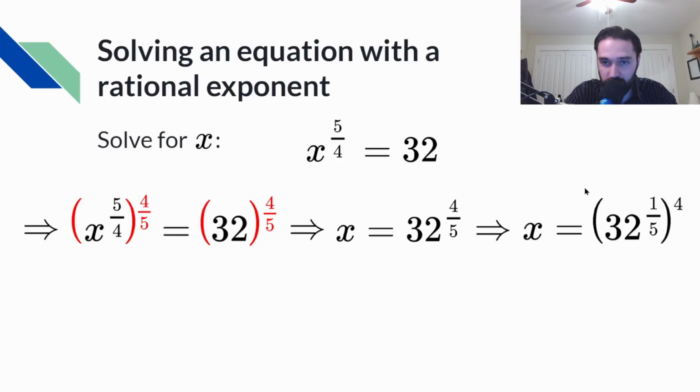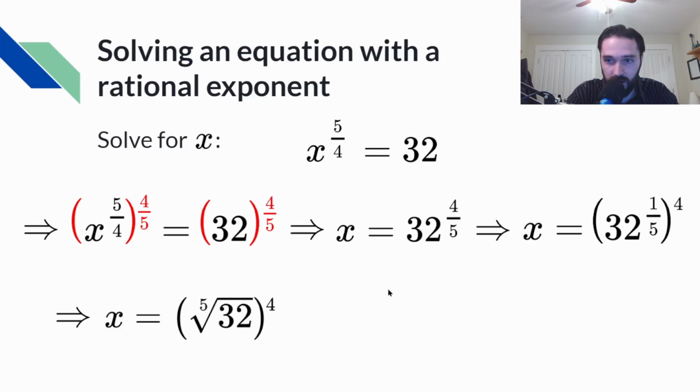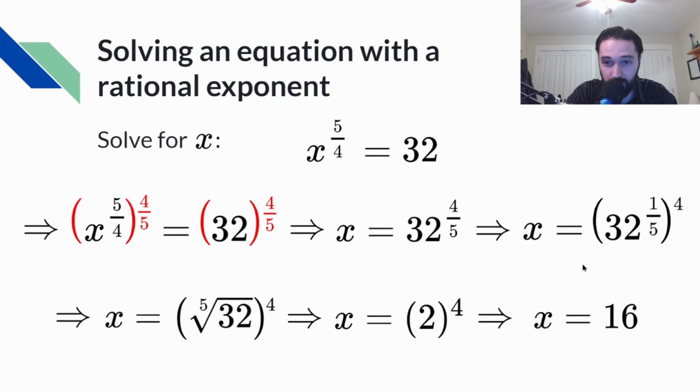Then we can use exponent rules to simplify this further. 32 to the 4/5 is the same thing as 32 to the 1/5, whole thing to the 4. In parentheses, we get the 5th root of 32, and we know that is 2, because 2 multiplied by itself 5 times will give you 32. Then we have this power 4 lingering, so we have 2 to the 4, which is 16. So our final answer is x equals 16.